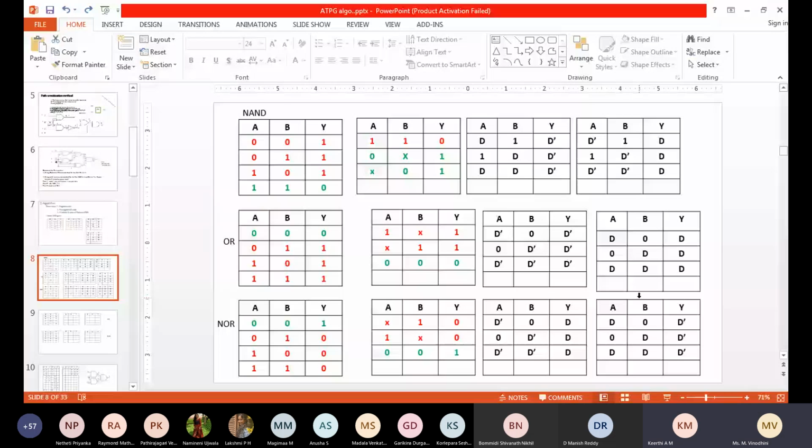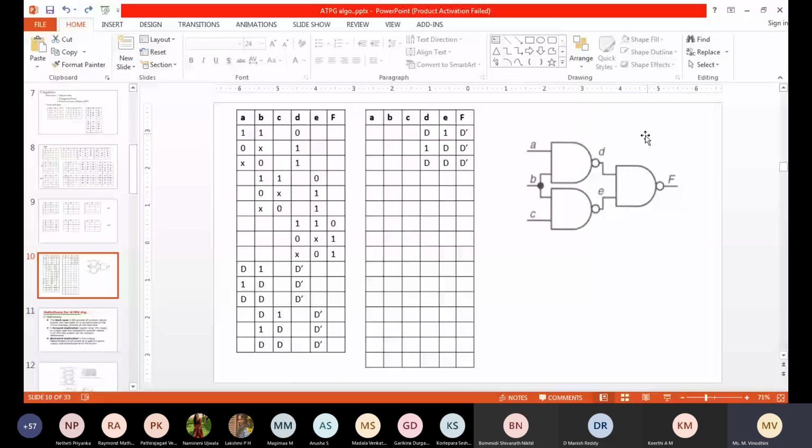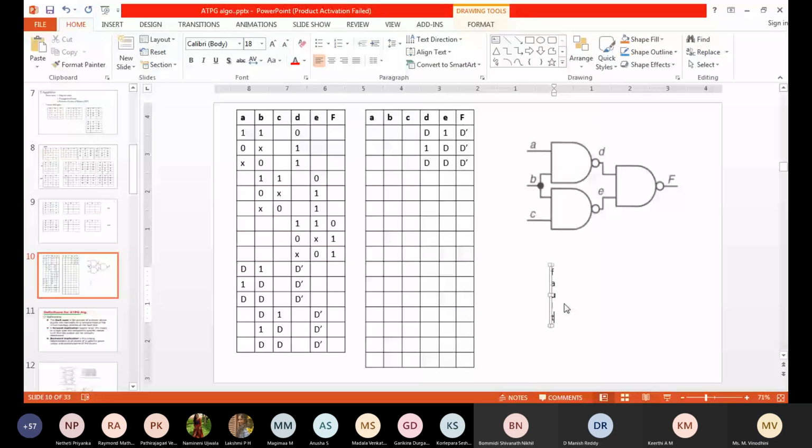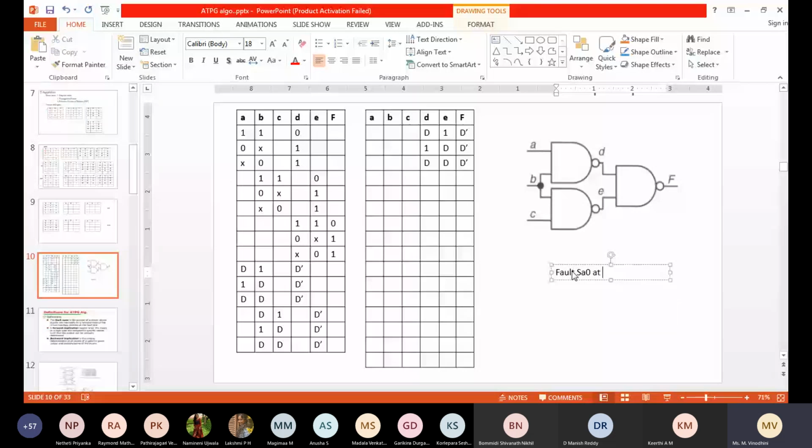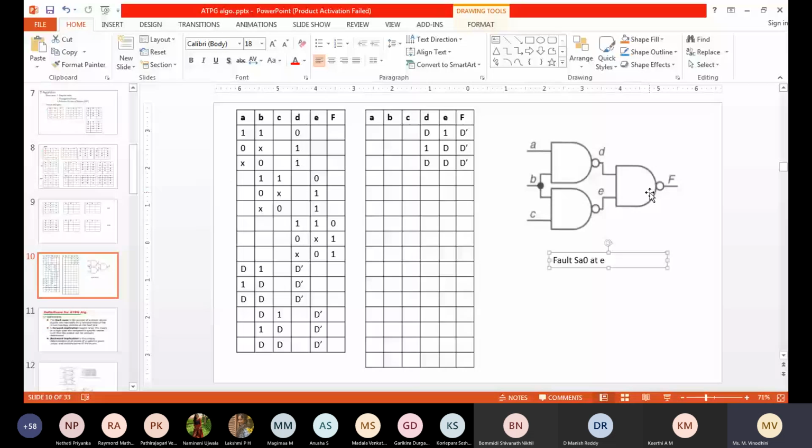Now, assume that this is a circuit given to you. The question is: using the D algorithm, for the fault stuck at 0 at E, find the test vector. This is the circuit given to you. For the fault stuck at 0 in the circuit given in the figure, using the D algorithm, find the test vector.